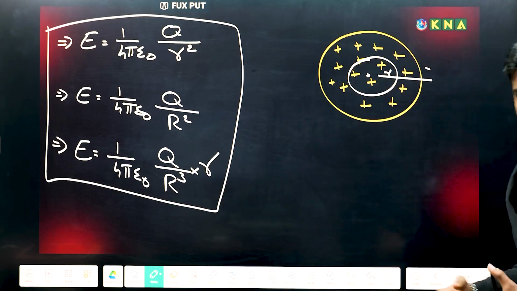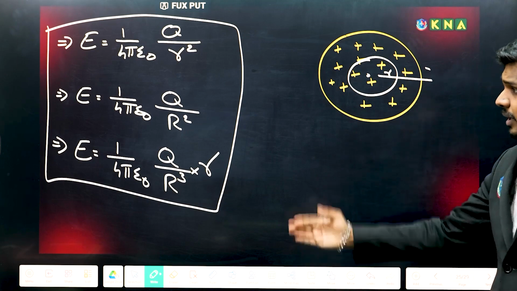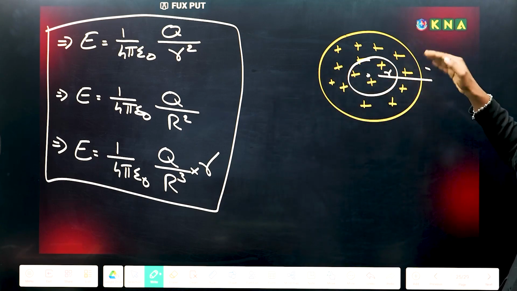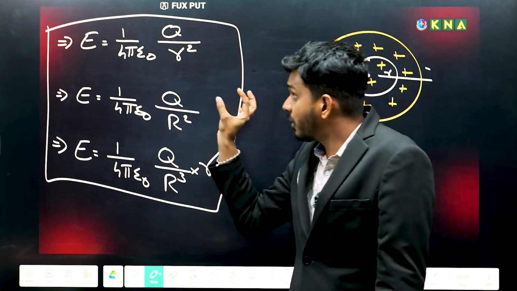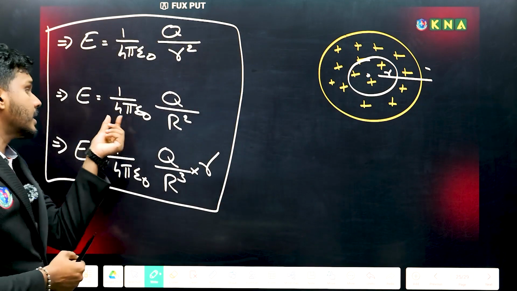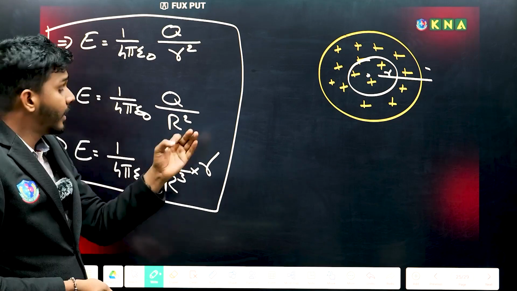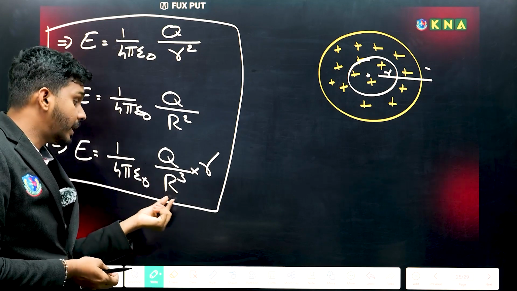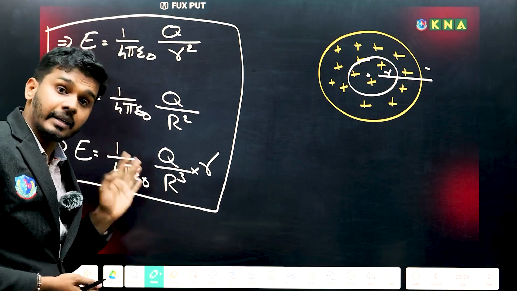It is the same method as Gauss's theorem, so you only need to understand these equations. Outside the solid sphere, the electric field is equal to 1 by 4 pi epsilon naught into Q by r square. On the surface, it is 1 by 4 pi epsilon naught into Q by capital R square. But inside the surface, it is 1 by 4 pi epsilon naught into Q by R cube into small r. This is the electric field inside the surface.